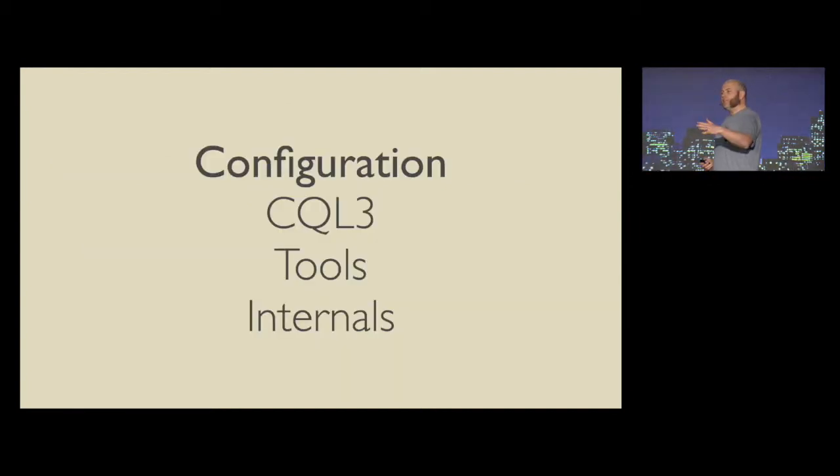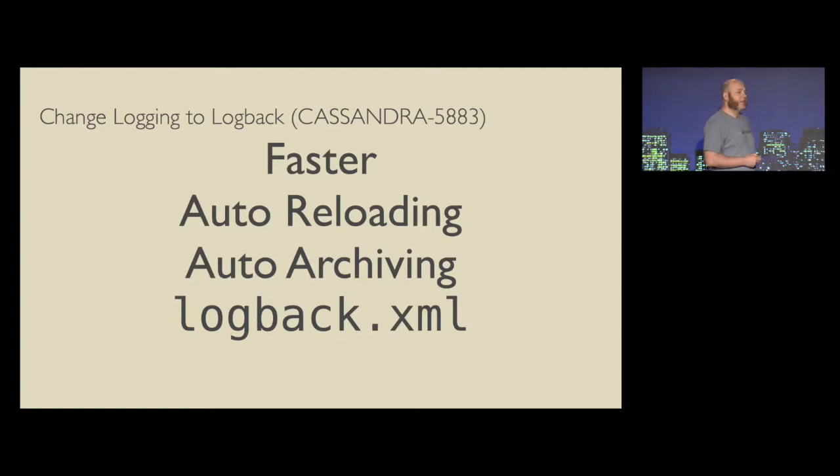We're going to look at configuration changes, a couple of things that are handy in CQL3, some information about new tooling, and then some of the internal changes. The easiest thing to start with in configuration is that we've replaced log4j with Logback. And if you look at the ticket for this, Cassandra 5883, you'll see it says that Logback is faster and it has better auto-reloading. And it has this nice feature where it can automatically archive the log files as it rolls them around. We'll see that in a minute.